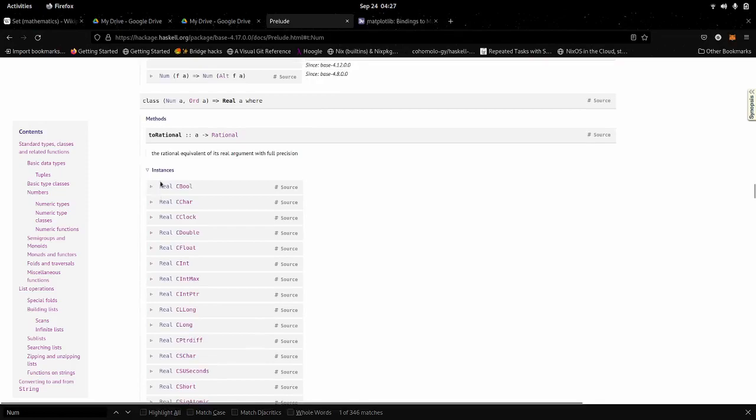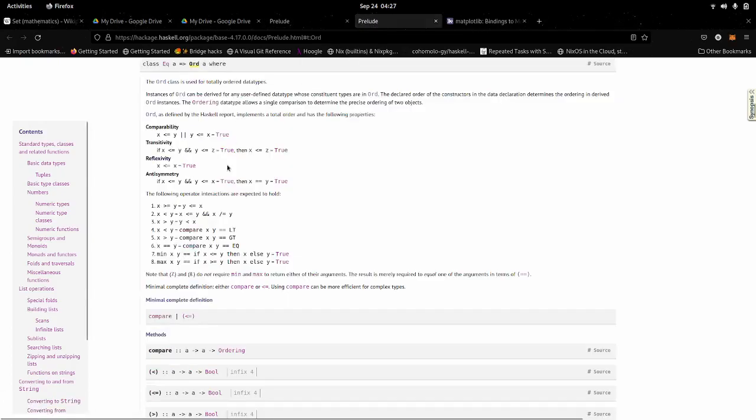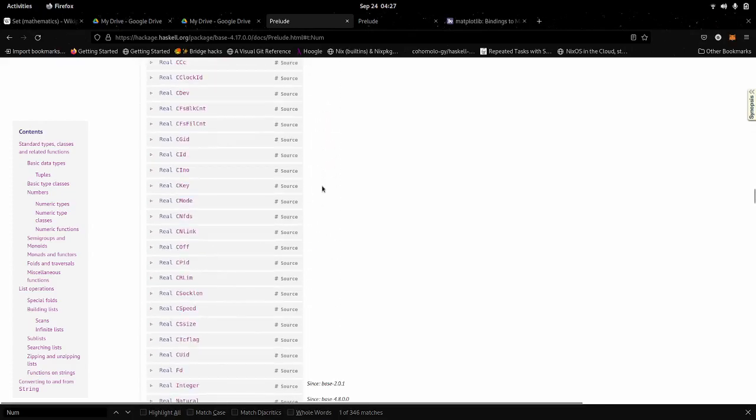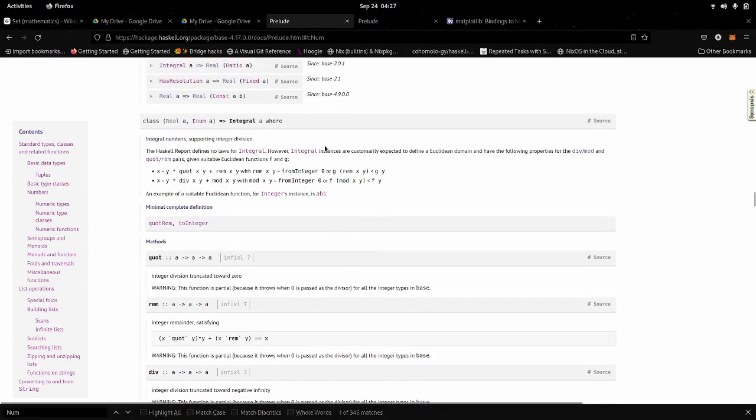So the second one here, as you can see, Real is a superclass of Num, which we just talked about, and Ord from the last lesson on generic types. So Ord for ordering. And it has this method toRational. I've never actually used that. I'm not sure where I'd want to use that. I guess that's really it.